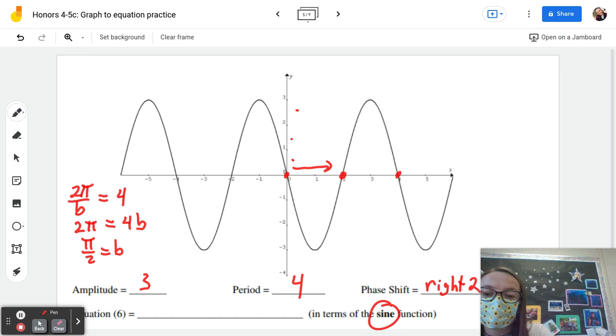Okay, so let's go ahead and start this. We're going to get 3 sine of, okay, I know b is pi over 2. And I'm going to make sure x has just a coefficient of 1 on the inside so I don't have a messed up phase shift. If I'm going right 2, that translates to minus 2 on the inside here. And this right here is the solution for the next problem.